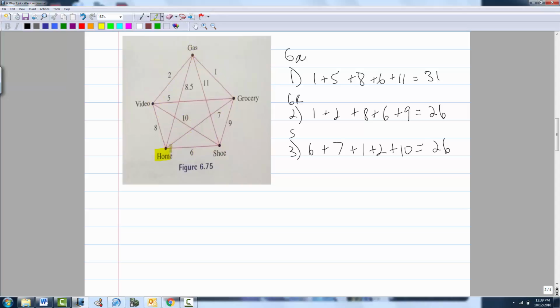Then we start from home. Well, that's where we should be starting. Remember, all of these I could go back to home and still complete the circuit. Home to home. Just a way of testing this. Where do we go first?